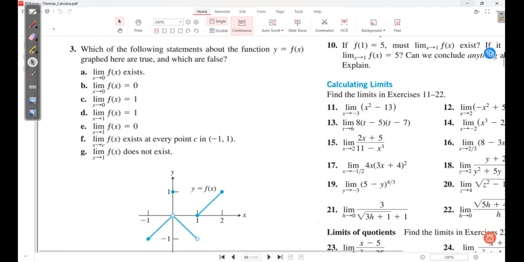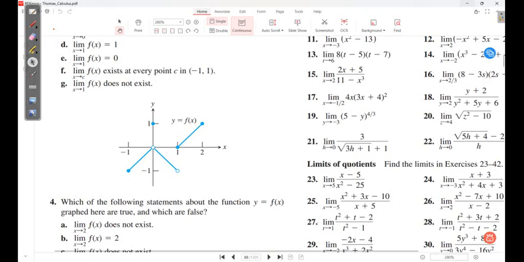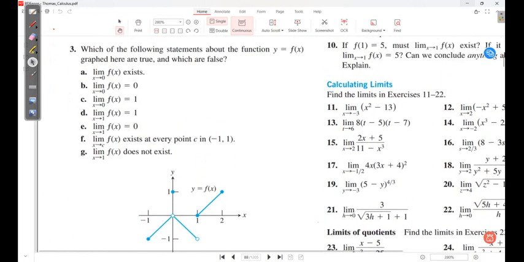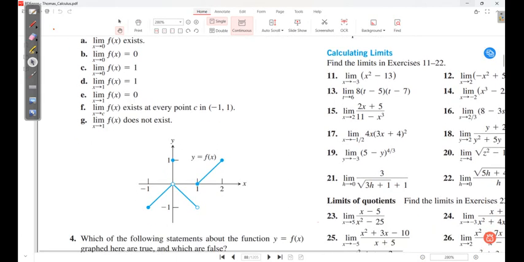So here is the question. Can you see the graph? Yes. So which of the following statements about the function is true or false? Okay. So A says the limit as x approaches 0 exists.